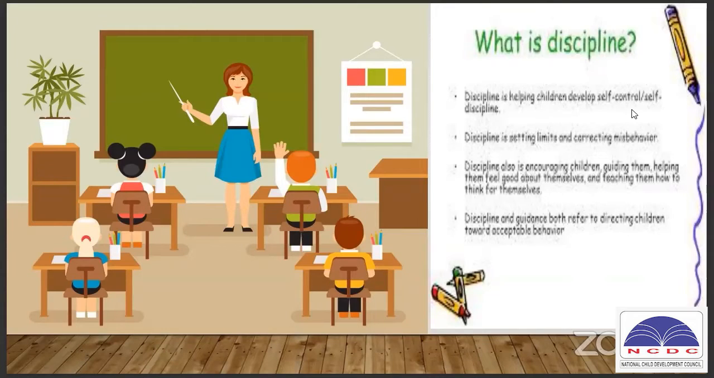So these kinds of limits and behaviors, we have to teach them. As a teacher, we have to teach our children. So these all come under discipline. Discipline also encourages children, guiding them, helping them feel good about themselves. When they behave well and get appreciation from their teacher and from their parents, they will improve their self-confidence. They will feel like, okay, I'm doing something good, I am okay with the things.